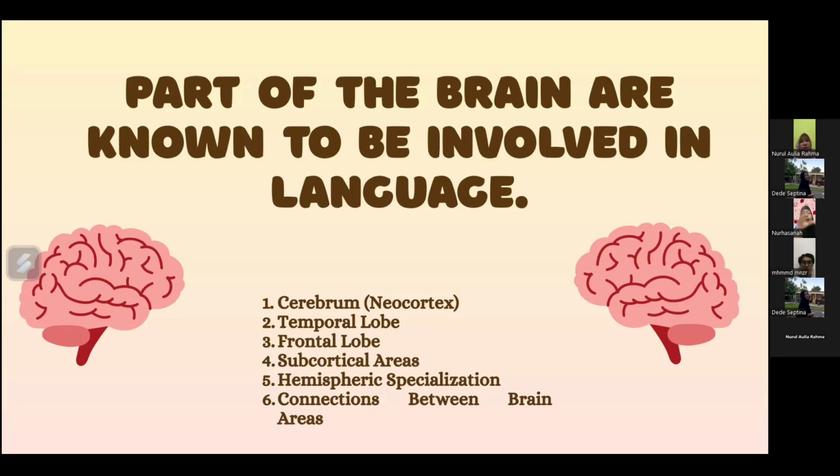So the brain is amazing because it allows us to communicate in so many ways. Different parts work together to help us speak, listen, read, and write. So if any area is damaged, it can change how a person uses language.